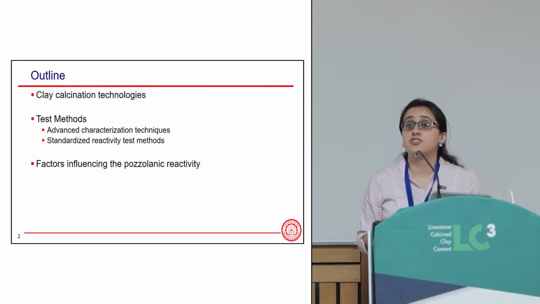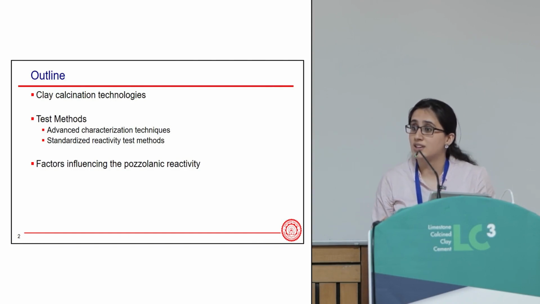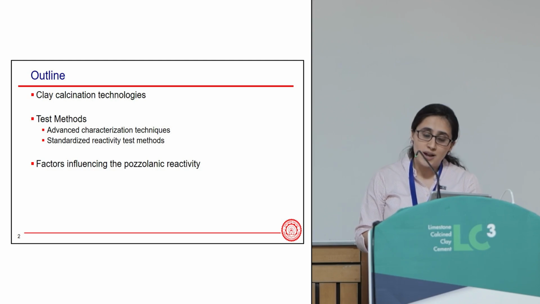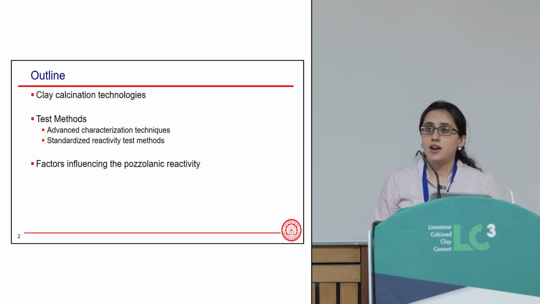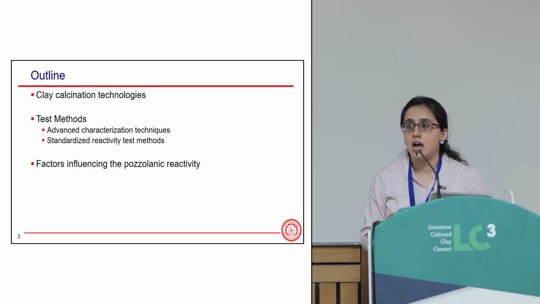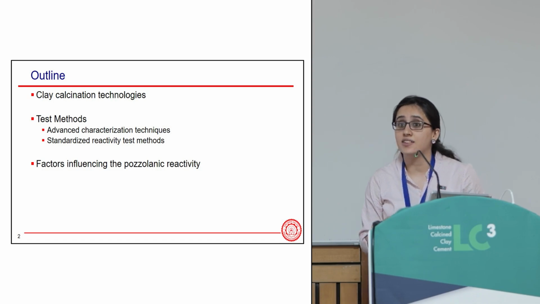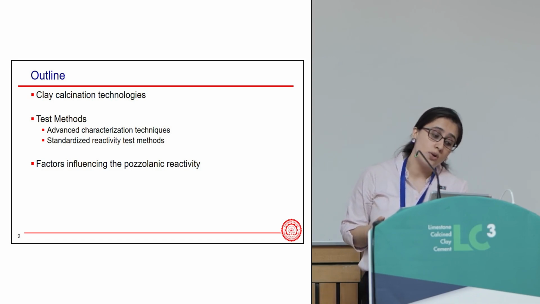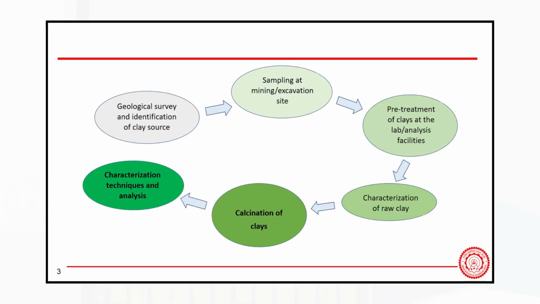Then I'm going to talk about the different test methods that we can use to assess the pozzolanic potential of the calcined clays. We can use advanced characterization techniques, and I'm going to talk about that. And also, we can use simple test methods that are used for different supplementary cementitious materials. How we can apply those test methods to the calcined clay system, I'm going to talk about that in my presentation. And finally, at the end, I'm going to also comment on what are the different factors which affect the pozzolanic reactivity of calcined clays.